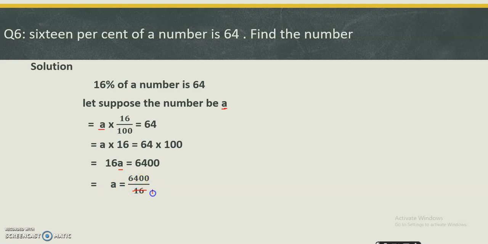Now 16 ones are 16, 16 fours are 64, and 0, 0. Now A is equal to 400. So the number is 400. So 16% of 400 is 64.